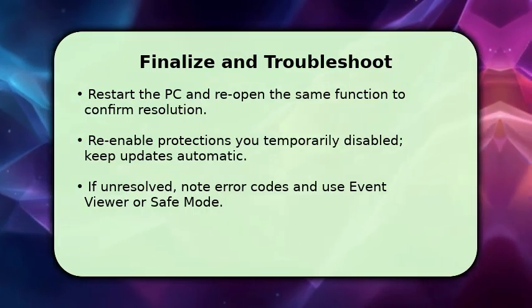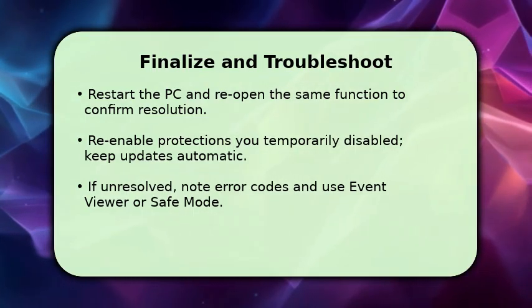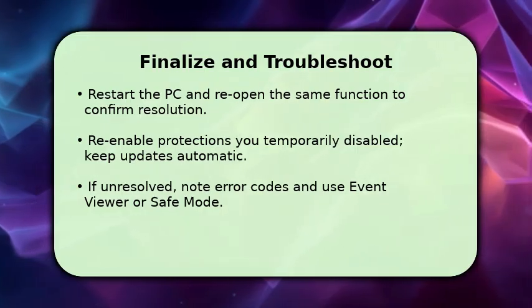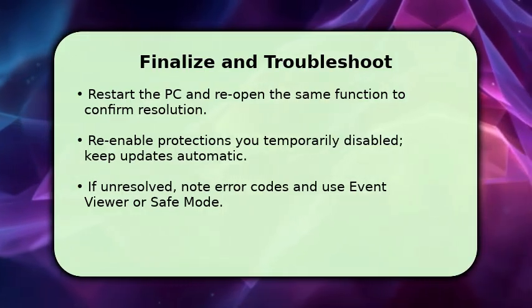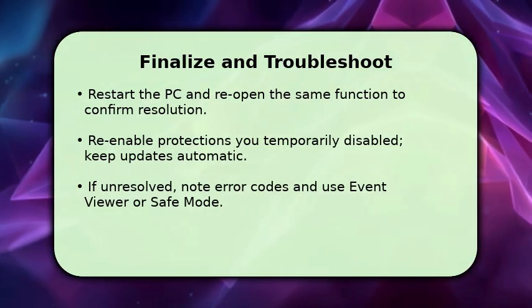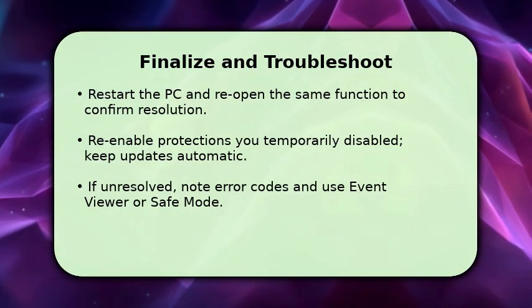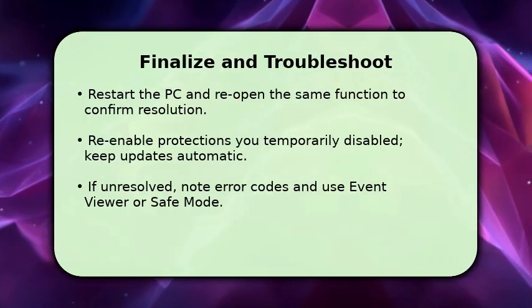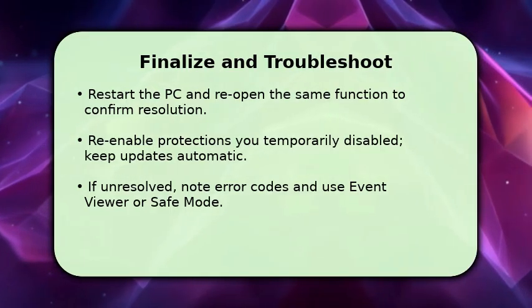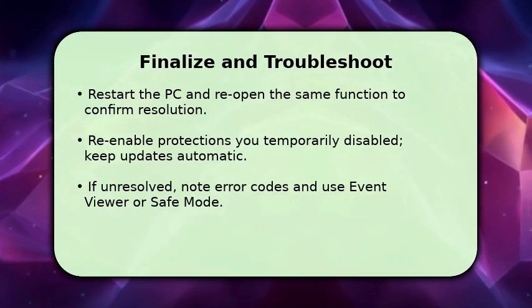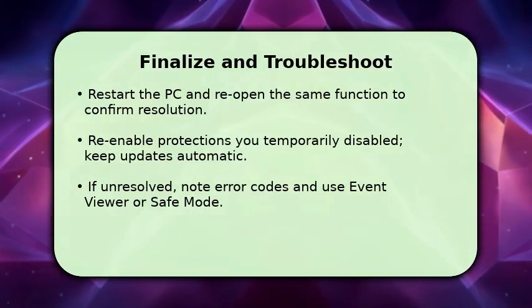Make sure to re-enable any protections you lifted and keep automatic updates on so new threats are blocked. If the alert returns, record exact error codes and timestamps, then check Event Viewer for related entries. Finally, boot into safe mode to run scans or uninstall recent suspicious software. The logs and codes will help you seek more targeted help if needed.